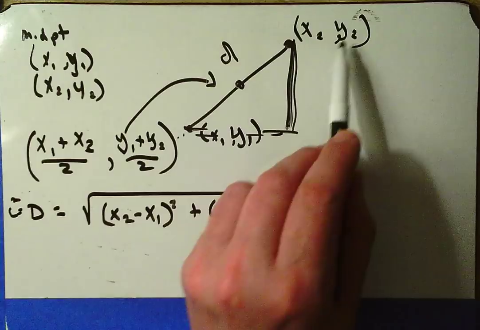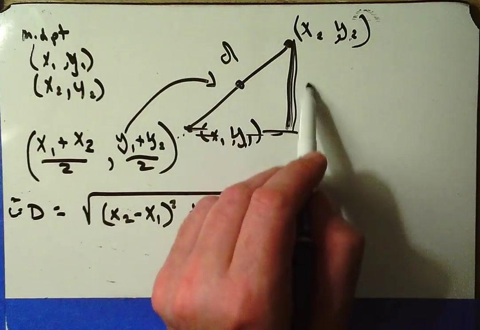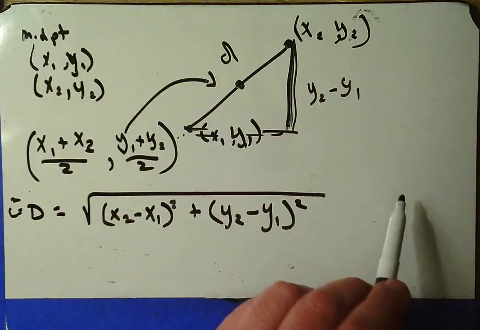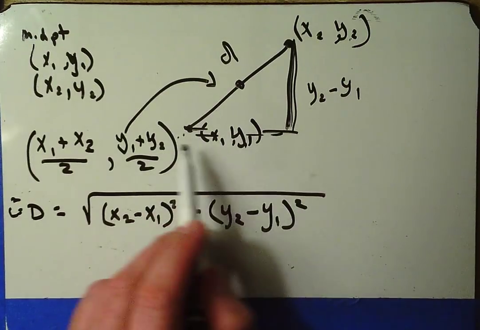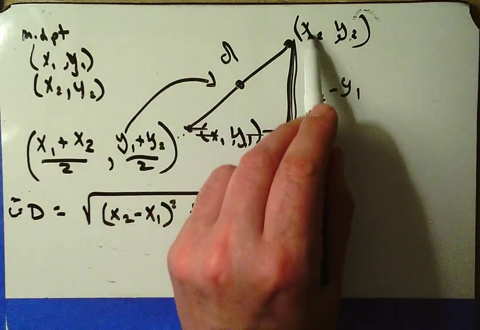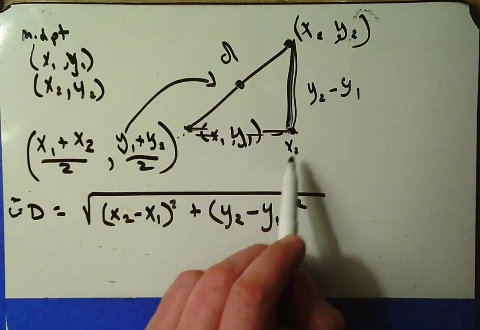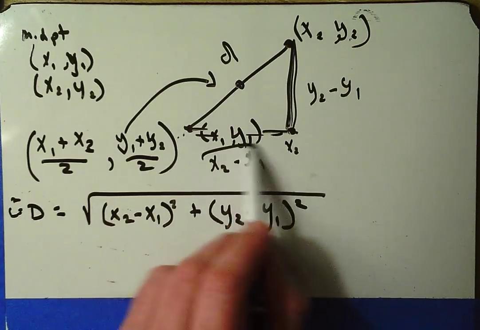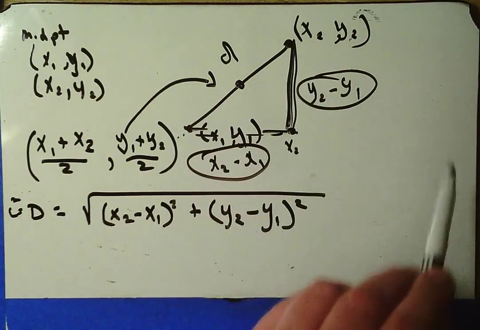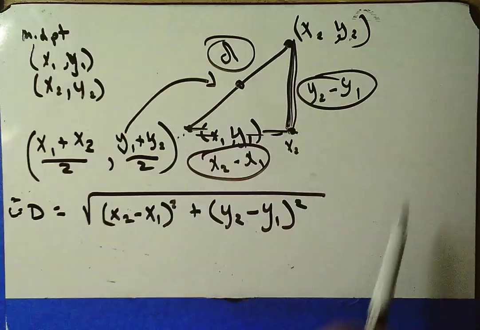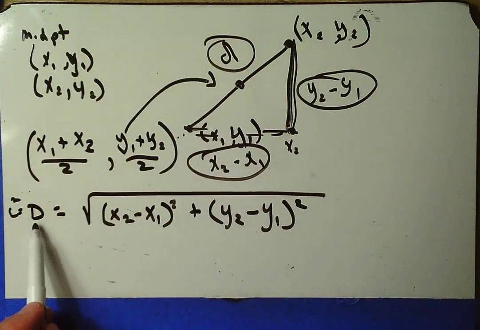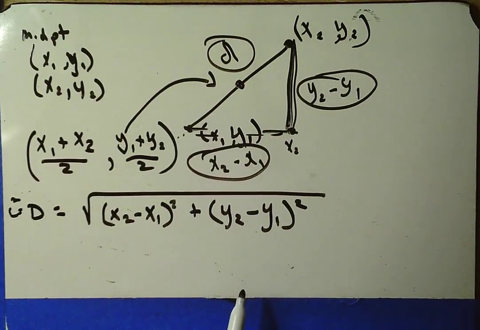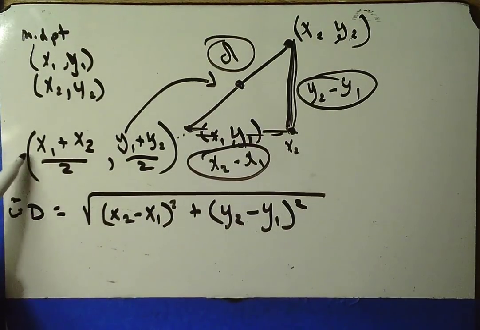And this is the difference between y2 and y1. And this is the distance from this x value, x2 to x1. So this thing squared plus this thing squared equals this thing squared. And since I don't want distance squared, I just want distance, I have to take the square root of both sides. So we're going to need the midpoint formula and the distance formula here for sure.